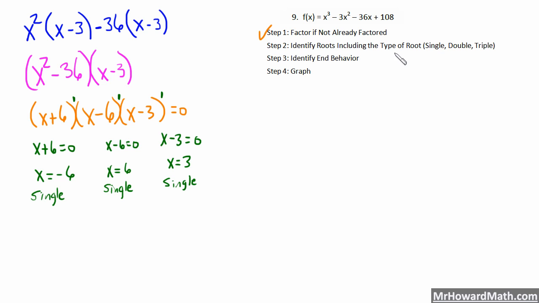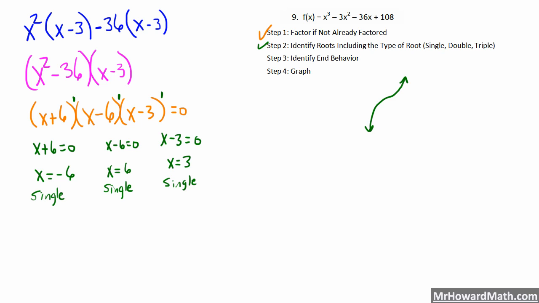So we've identified the roots. Now, including the type of root, we've done that. We've got 3 single roots, so that's done. Now we need to identify the end behavior. For that, we're going to go back up to the original function where it's completely unfactored, so it's expanded all the way out. And we look for the highest exponent, the largest exponent, and that occurs right here. That's a 3, so we have a degree 3 polynomial, and that cube term here is positive. There's an implied positive here. It's positive, not negative.